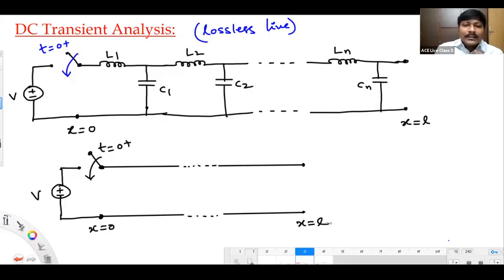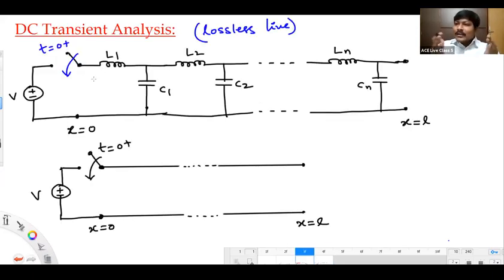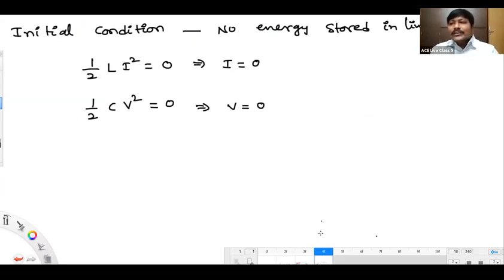Inductor is going to act as an open circuit. Why? Because we don't have any current existence. Initially at time t equals 0 minus, we don't have any current flow. The inductor will not accept sudden changes in current, so the current in the inductor will be as it was at t equals 0 minus. Current equals 0 in the line means the inductor acts as an open circuit. And the capacitor acts as a short circuit. Why? Because the initial voltage value was 0.